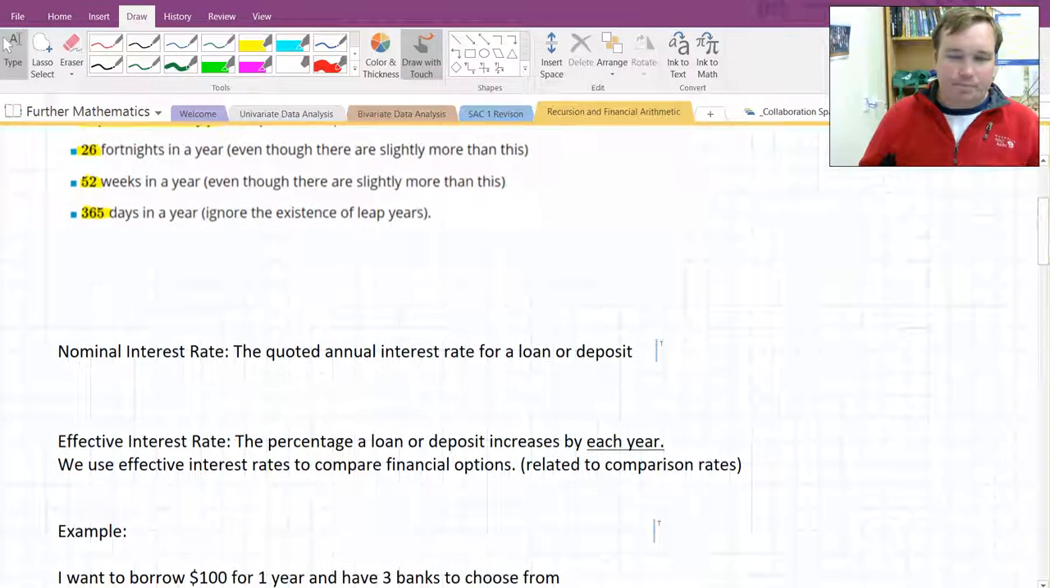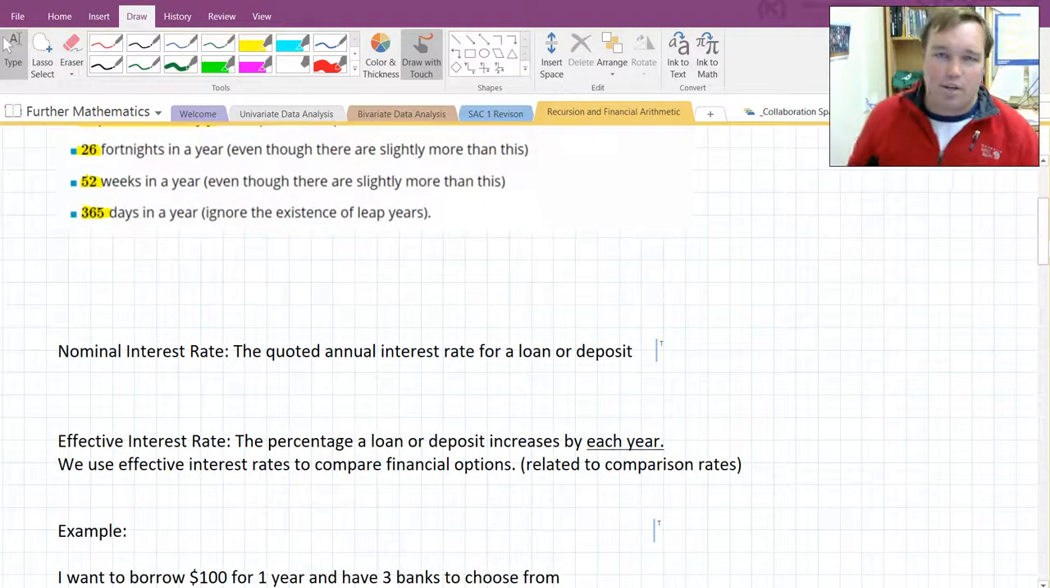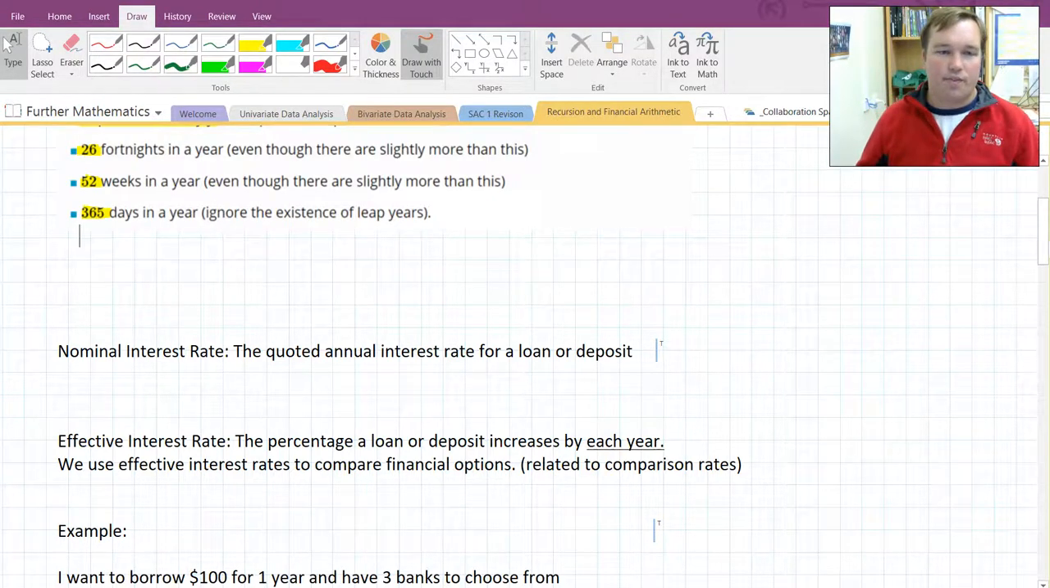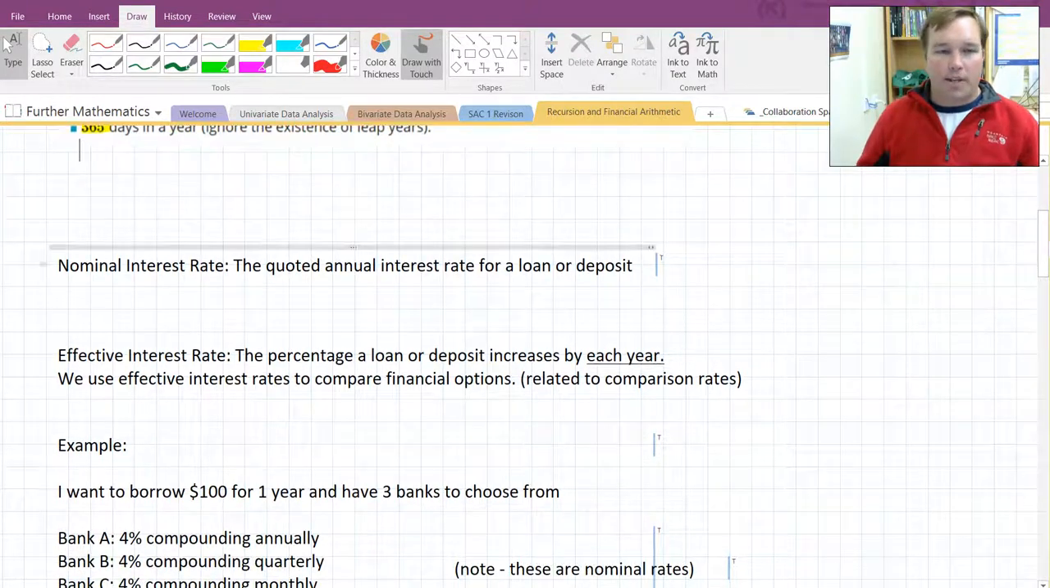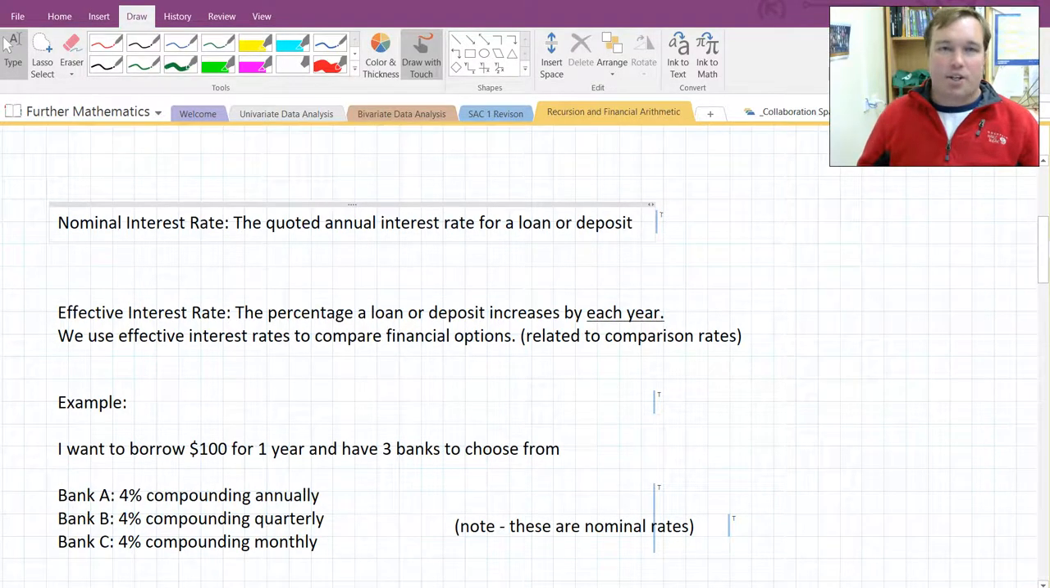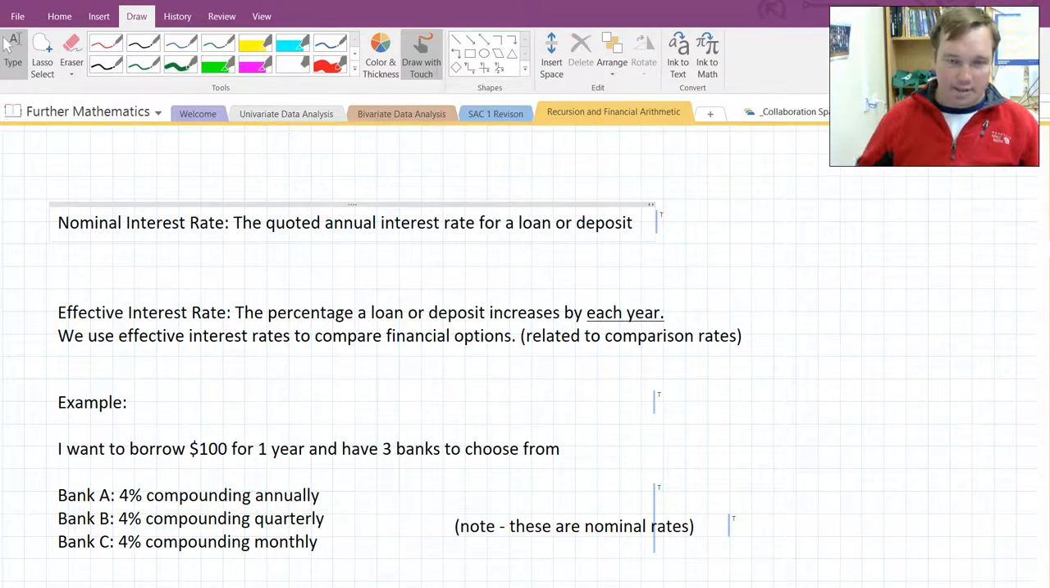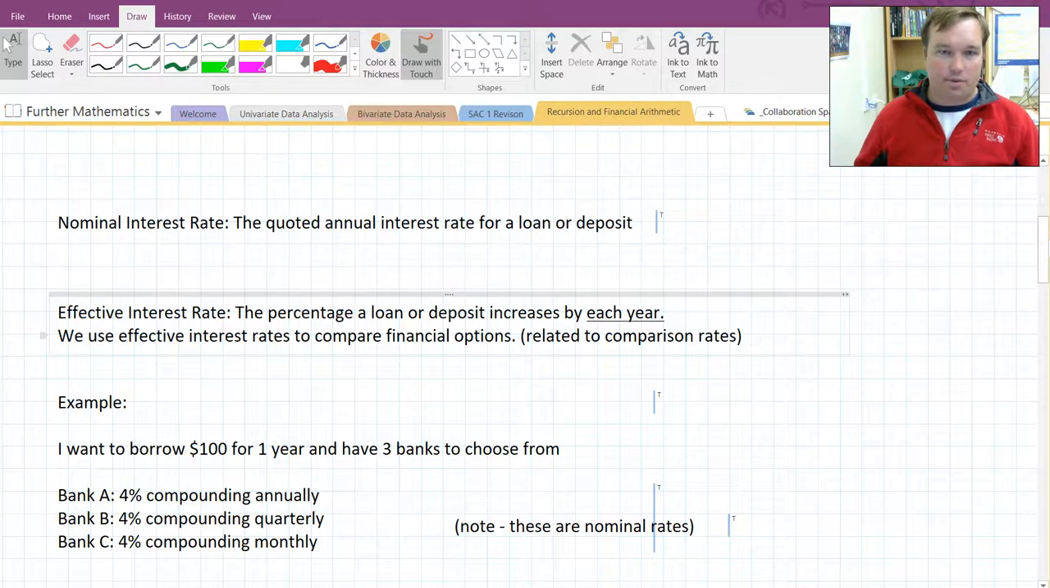All right, so the nominal interest rate is the interest rate you see advertised in banks. It is the quoted interest rate. What we're looking at today is what's called the effective interest rate. The effective interest rate is the percentage by which a loan or deposit increases each year. We use the effective rate essentially to compare financial options. It's related to the comparison rate. The comparison rate includes all fees and charges, and for some reason in BC we don't actually look at comparison rates. We just look at effective rates.